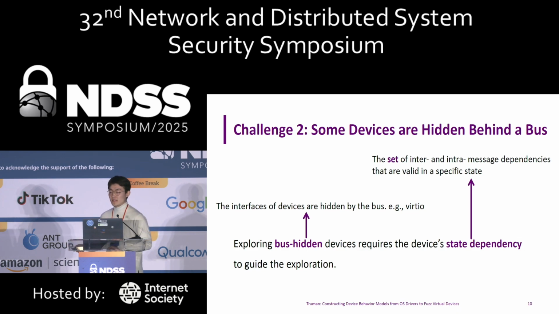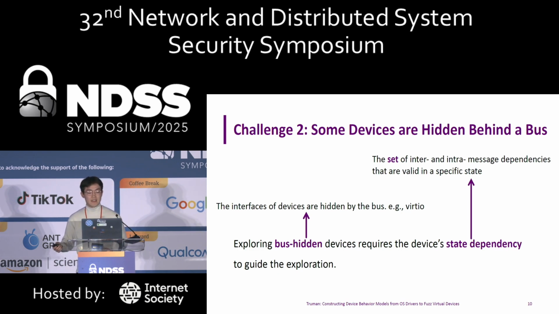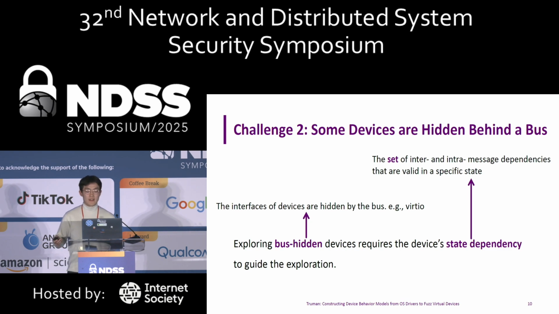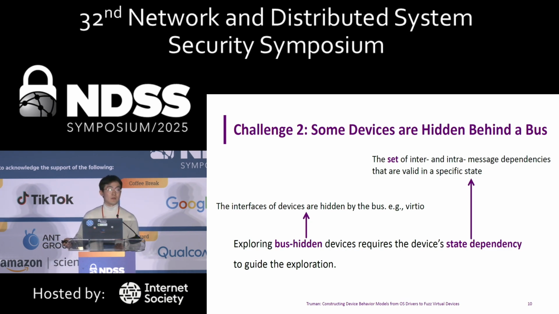The second challenge in fuzzing virtual devices involves understanding state dependency. In this context, state dependency refers to the set of inter- and intra-message dependencies that are valid in a specific state of the device. This challenge becomes even more difficult for bus-hidden devices, such as those using the virtio protocol, where devices are not directly accessible. Without visibility into these states, it's hard to craft efficient fuzzing inputs. Truman tackles this challenge by systematically analyzing device drivers and the bus drivers to infer state dependencies.